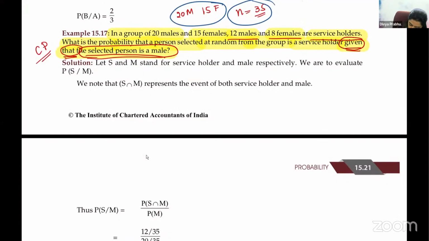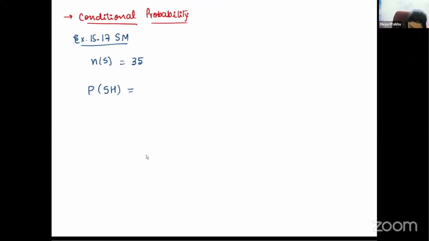Now, they have asked you two events here. First event is that he is a service holder. Second event is that the selected person is a male. So from the group of 35 people, you are selecting a person at random. What is the chance that he is a service holder? What is the chance that he is a male? That's what we have, two events. Probability that he is a service holder, probability that he is a male. These are the two separate events which we have to calculate first.